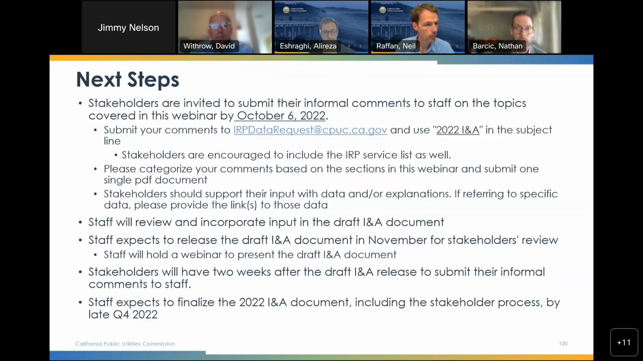Once we get all that information in early October, we're going to incorporate the relevant input into the next version of our INA document. We expect to release that next version in November and then have another webinar, so another one of these. We would then plan on having another round of informal comments after that to help us sharpen things for a second time. And we'd incorporate that input and hopefully can finalize the new inputs and assumptions document before the new year. I think that might be enough on process for now.